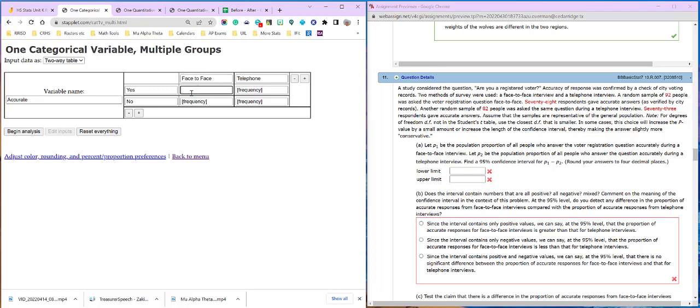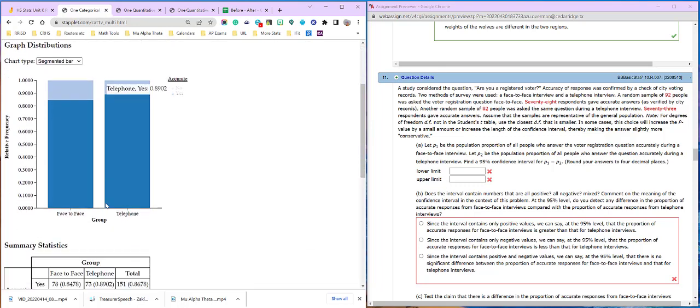So the accurate answers were 78 out of 92. 92 minus 78 is 14. All right, and we'll double check our sums when we do that. For the telephone people, we had a sample of 82 and 73 of those out of 82. So we only had 9 that were not accurate. Begin our analysis, and you can see our data display.